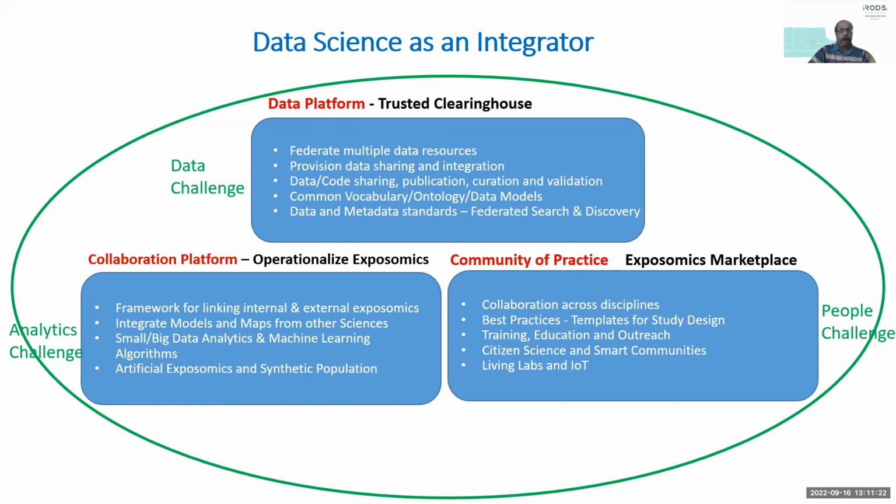So having a pipeline which can do that automatically becomes really useful, not only for doing the experiments, but also for testing and retesting and replaying those types of experiments in the long term with multiple communities. And we can also, because of the analytic challenge, ask what can we do with prediction, how we can use what is called artificial exposomics with synthetic populations.